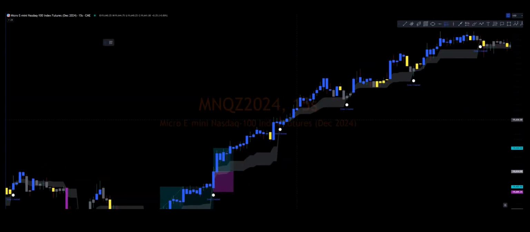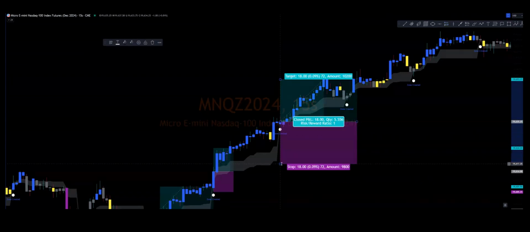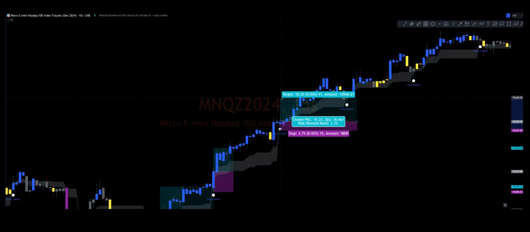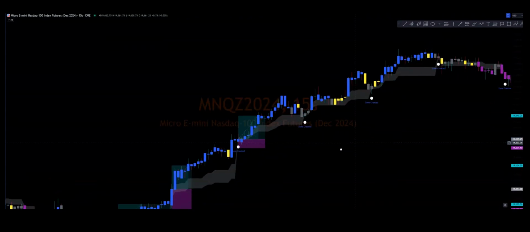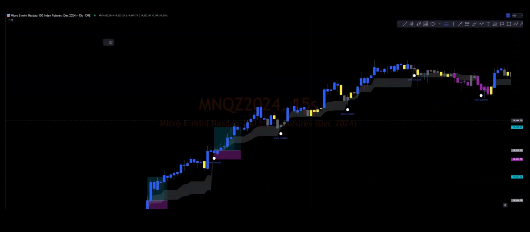And then here we go. We get, right out the rip, another blue candle on creation. I'm going to buy that right there. I'm going to put my stop loss under it. And I'm going to go 40 ticks. There's another $1,000.